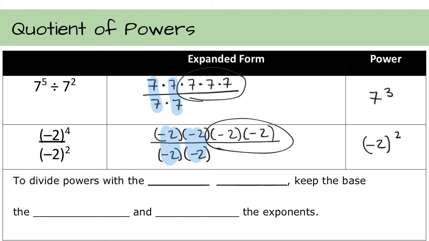All right, so let's just have a peek back, see if we can find our pattern. So here we start with a 5 and a 2, and we end with a 3. And here we have a 4 and a 2, and we end with a 2. So I think it's fair to say that when we are dividing powers with the same base, we keep the base the same and subtract the exponents.